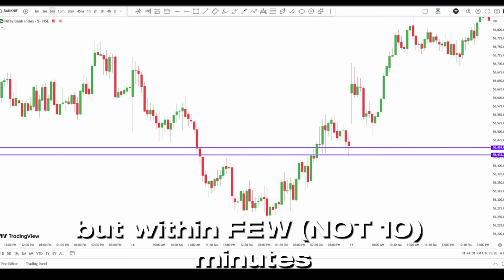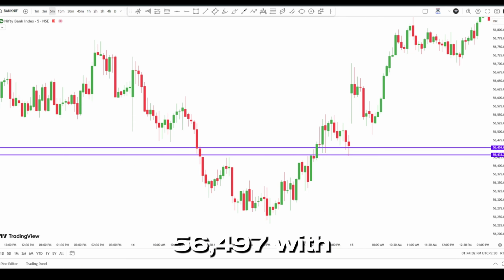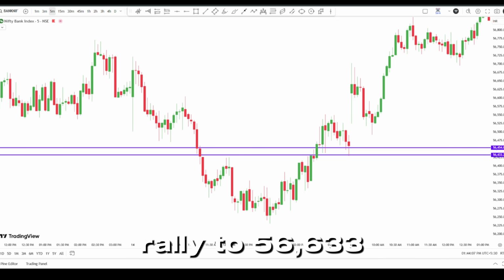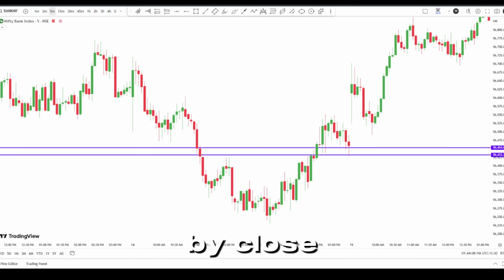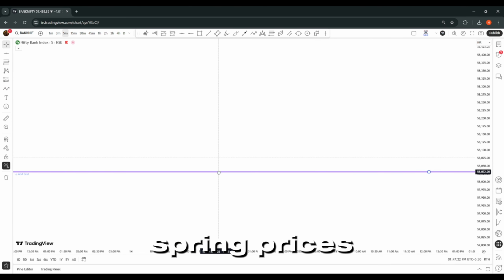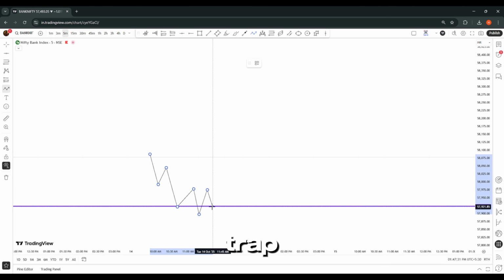But within 10 minutes, price sprang back above 56,497 with a strong 80-point green candle, trapping those bears and launching a 150-point rally to 56,633 by close. That's the spring. Price springs back like a coiled trap.